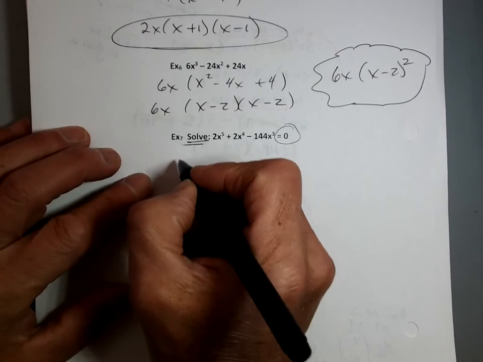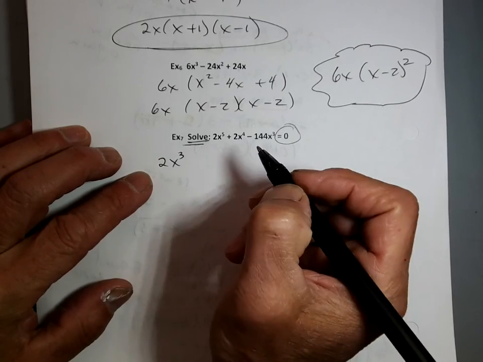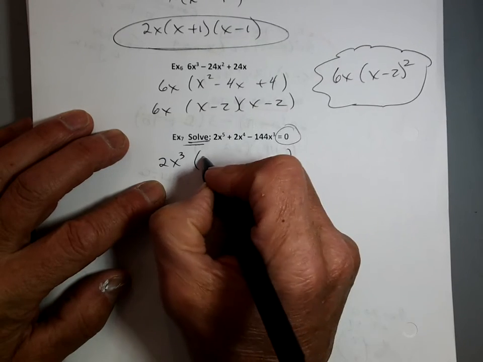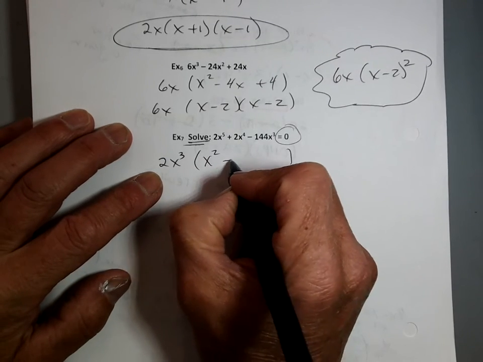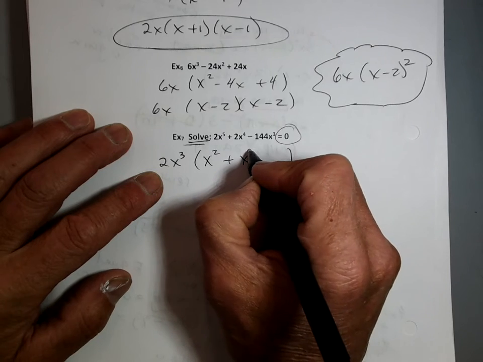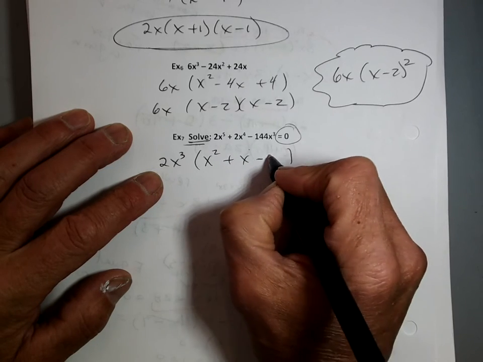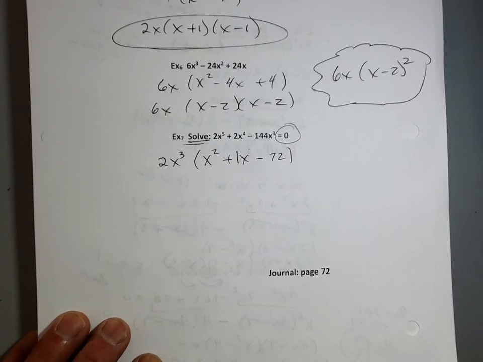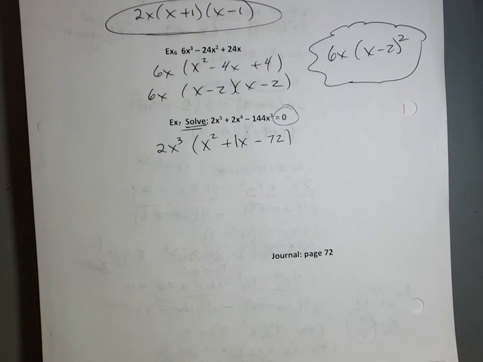Just factor out a 2x to the third, right? Okay. And then I'd have x squared plus x minus 72, okay? Let me put a 1 here to help us. Look at it, think about it, because it's a hard one, right? Now, if you're not sure, you can always go 2x cubed times x squared, 2x cubed times x, 2x cubed times 72, okay? How am I doing?